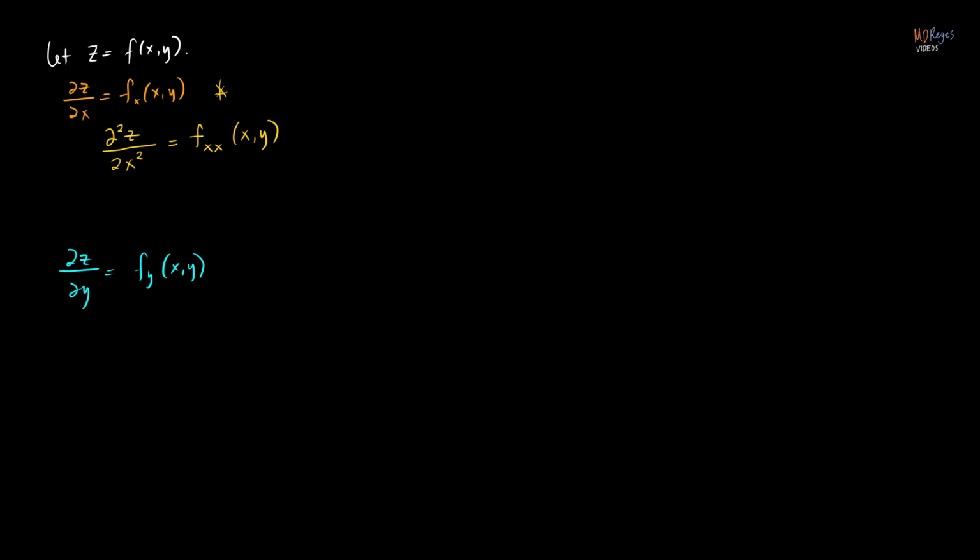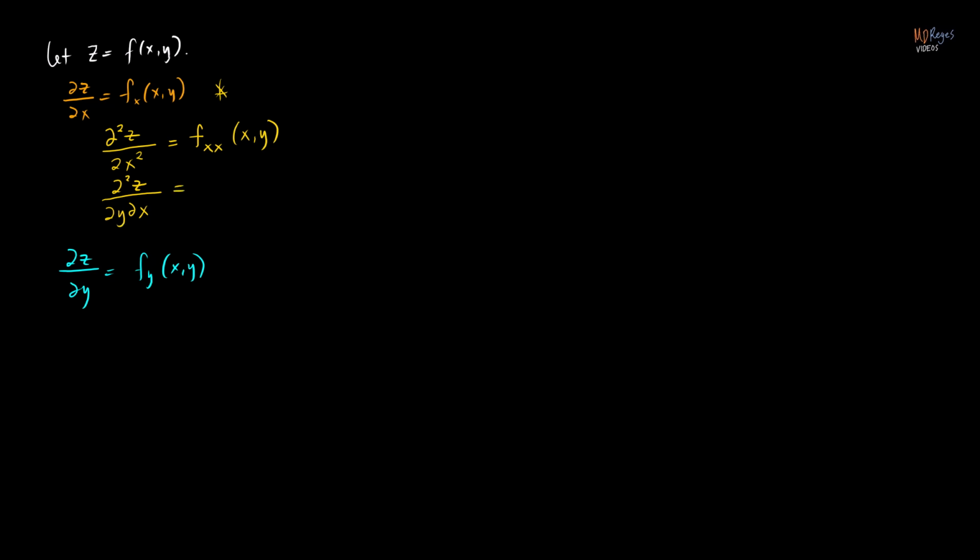Now, if the first partial derivative of z with respect to x is then differentiated with respect to y, then the second partial derivative of z with respect to y would be denoted by this, with respect to y. So it means to say that the first partial derivative of z is with respect to x, and the second partial derivative of z is with respect to y.